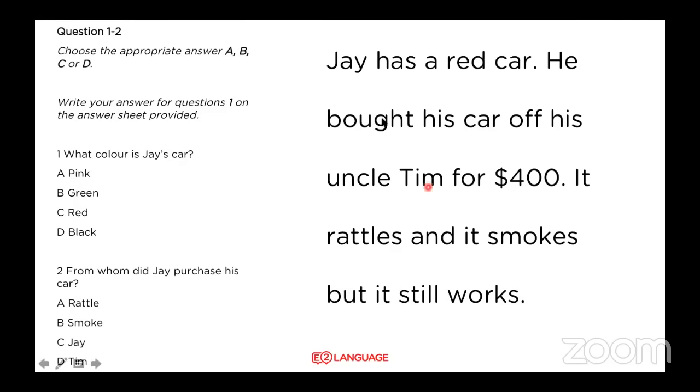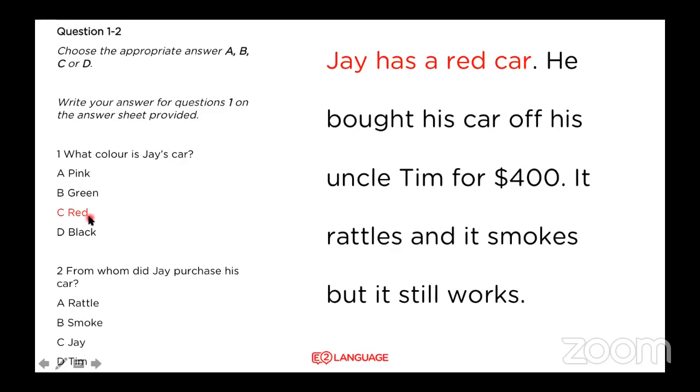Good. Okay. Dead simple. You should have just got this immediately. First of all, it says Jay has a red car. He bought his car off his uncle Tim for $400. It rattles and smokes, but it still works. What color is Jay's car? Pink, green, red, or black? From whom did Jay purchase his car? Rattle, smoke, Jay, or Tim?